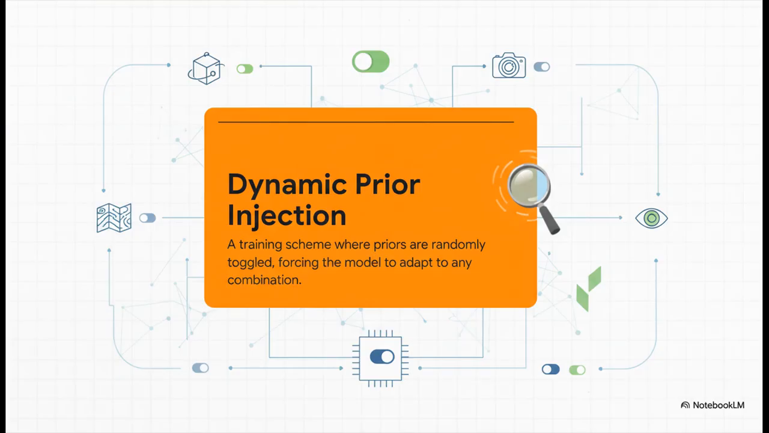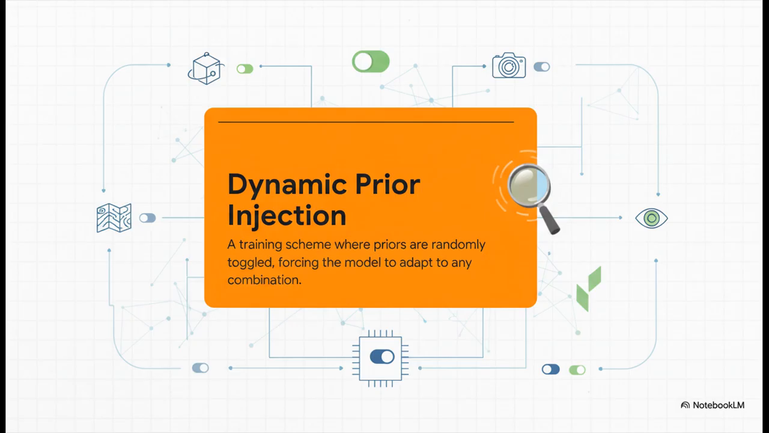But wait, it gets even smarter. You might be wondering, well, what if I don't have a depth map for my images? This is where they pull off a genius training trick. During training, for every example, they just randomly decide whether to show the model the priors or not. Sometimes it gets depth, sometimes camera pose, sometimes both, sometimes nothing.